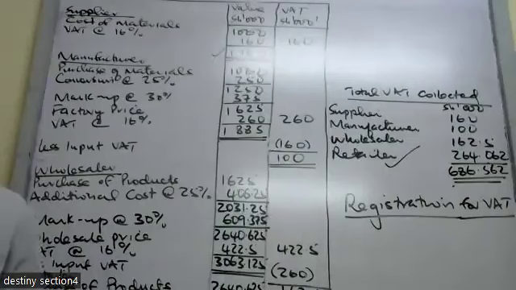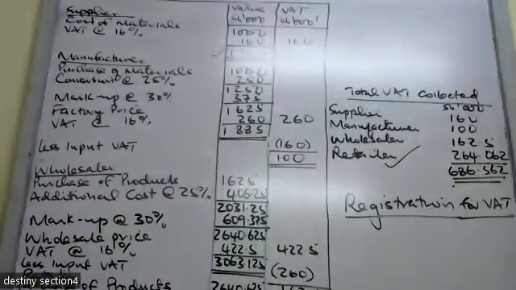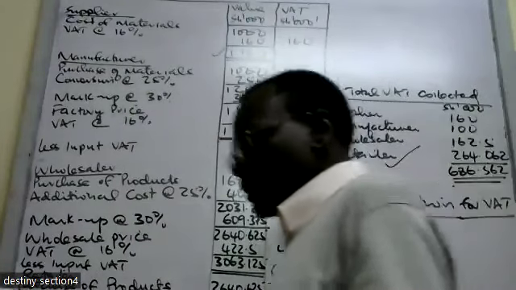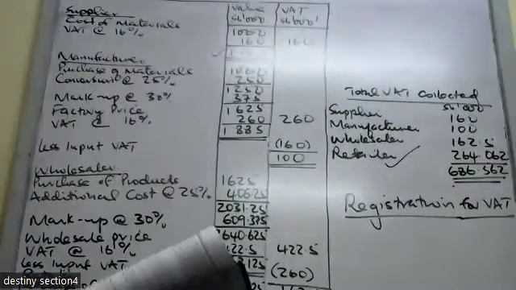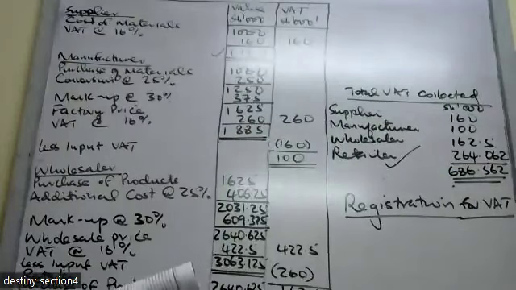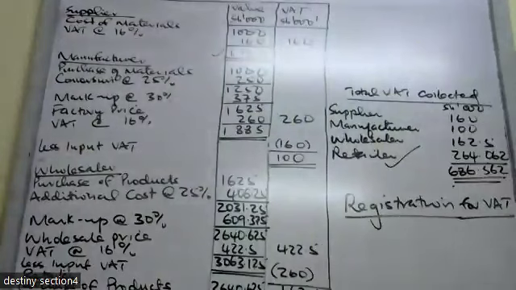Finally, say, every registered person shall be required to display the registration certificate in a clearly visible place in his business premises.